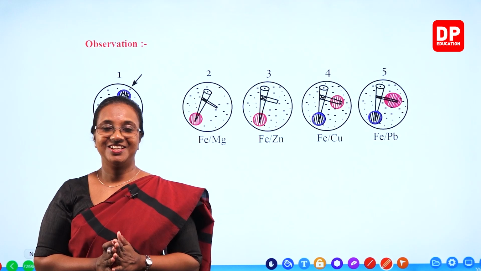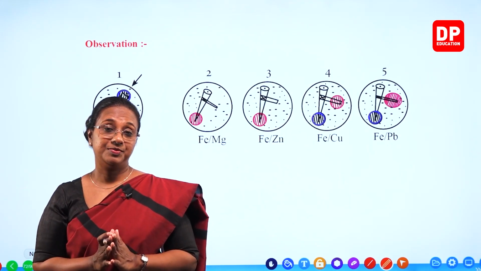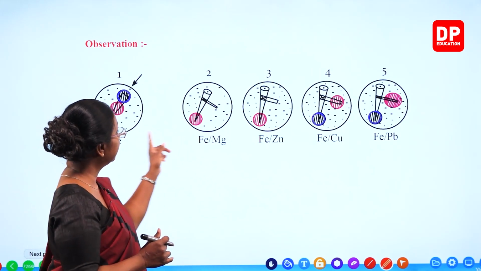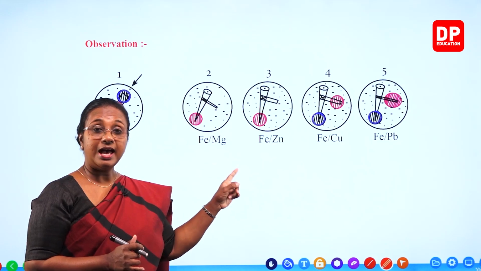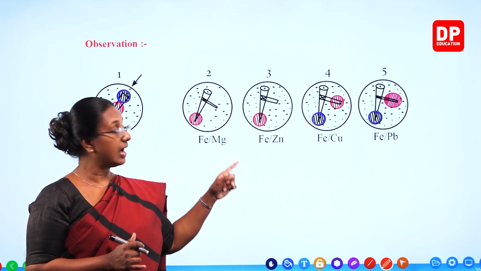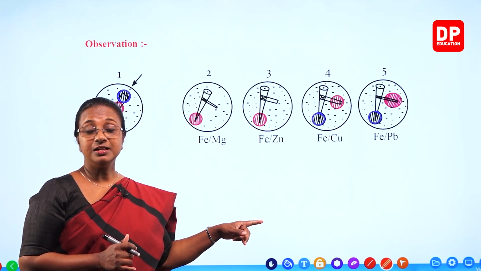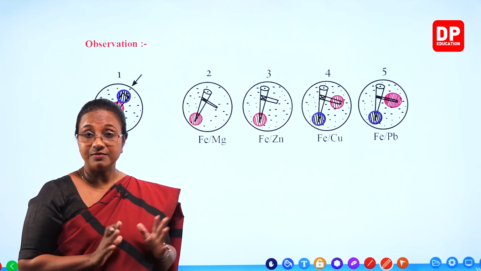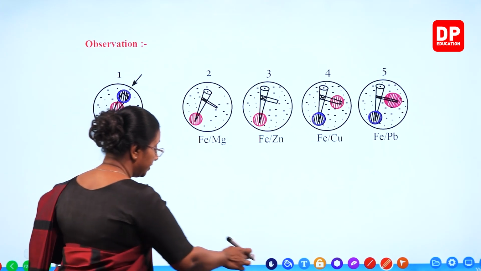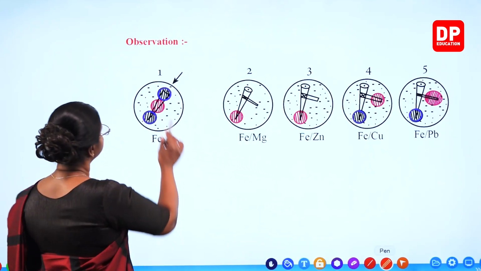Okay, students. So I'm sure you would have seen all the observations clearly. Did you see the different colors, the pink and blue color at different places, either near the iron nail or the other metal? You were able to see the appearance of different colors. So that was the observation we got. If we try to understand that again.